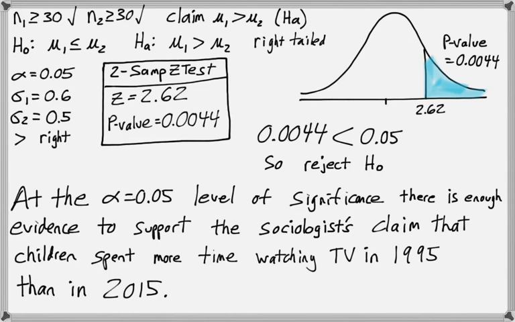And the conclusion would be, at the 0.05 level of significance, there is enough evidence to support the sociologist's claim that children spent more time watching TV in 1995 than in 2015.